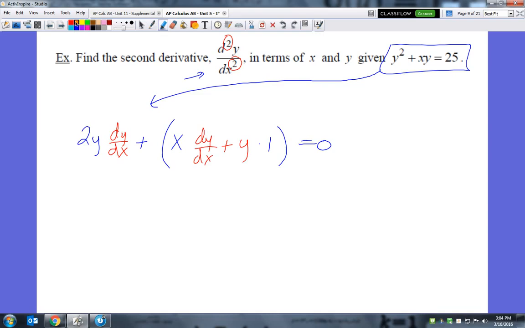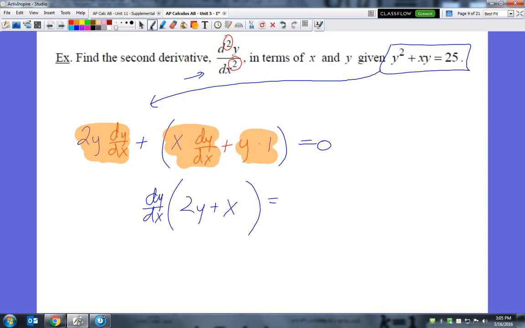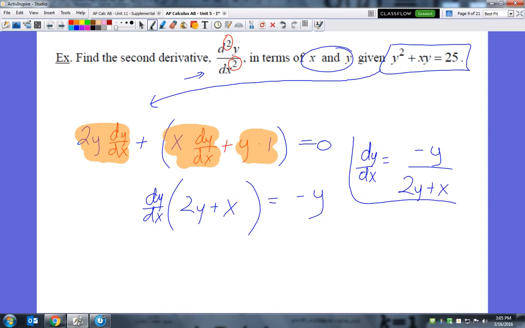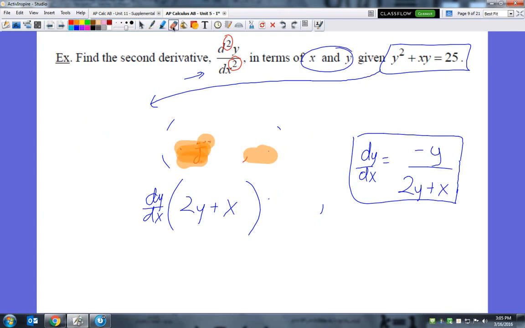Okay, so I'll count my monomials that are separated from those addition signs, and I see that the y is going to move over and the dy dx is going to factor out on the left. So I'm left with 2y plus x is equal to a negative y. So when I move it over, I have dy dx is equal to negative y over 2y plus x. And that should be my answer because I'm wanting to write it in terms of x and y. That's my answer for the first derivative, that is. Okay? So I'm going to go ahead and write that off to the side. So if you need to rewind this video in order to see this work again, you're more than welcome to. But I'm going to go ahead and start on the second derivative.